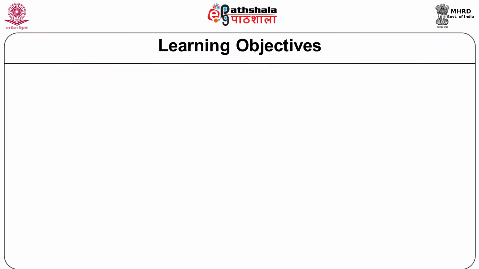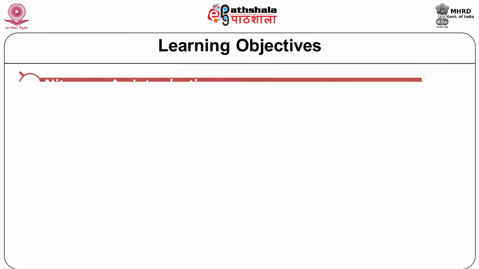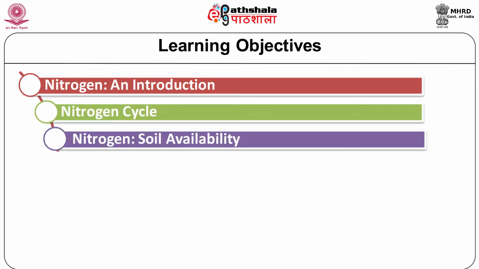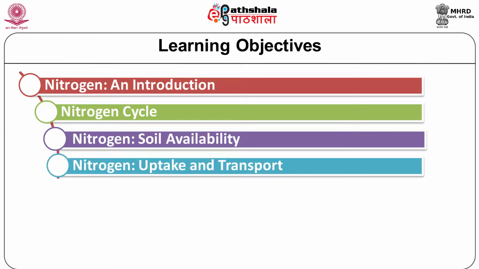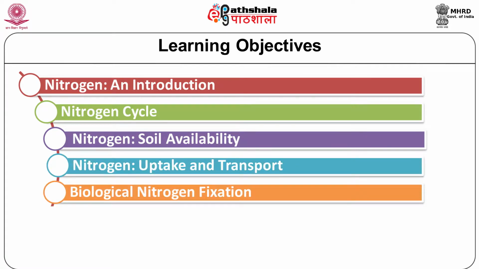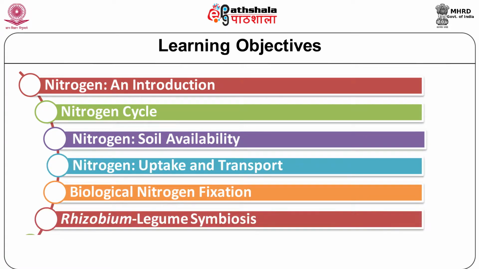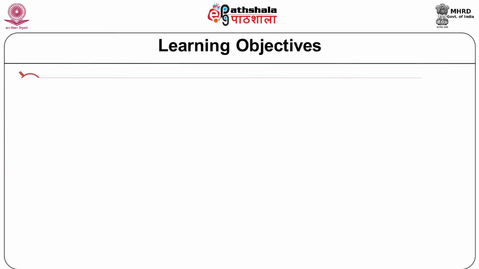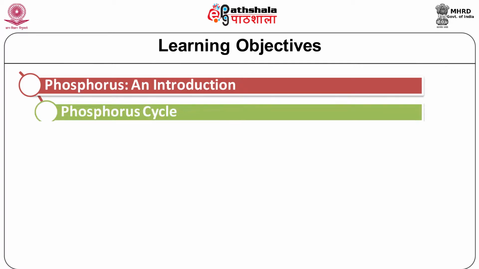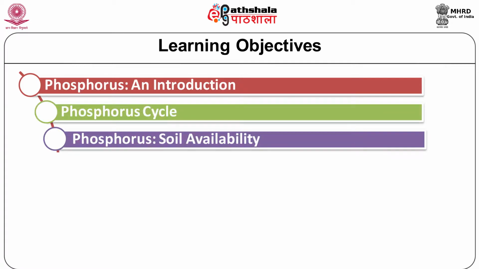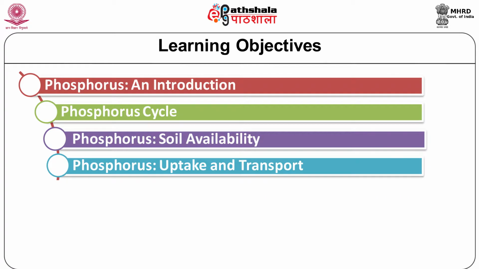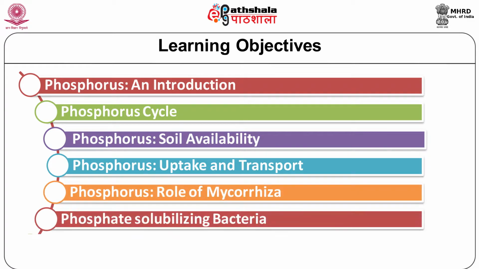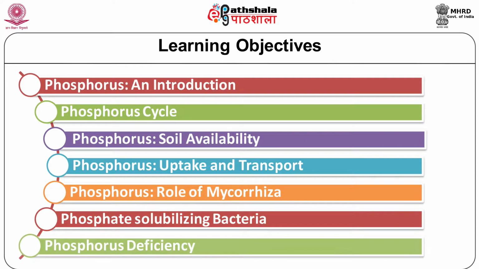The learning objectives of this module are an introduction to nitrogen, nitrogen cycle, nitrogen soil availability, uptake and transport, biological nitrogen fixation, Rhizobium-legume symbiosis, nitrogen deficiency, an introduction to phosphorus, phosphorus cycle, phosphorus soil availability, uptake and transport, phosphorus and role of mycorrhiza, phosphate solubilizing bacteria, and phosphorus deficiency.